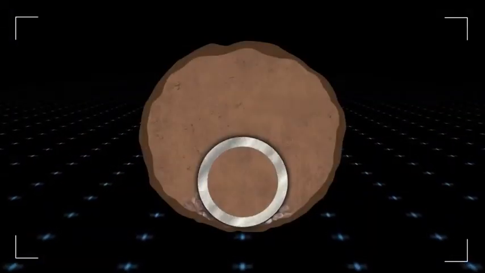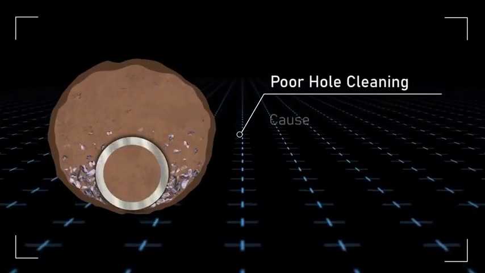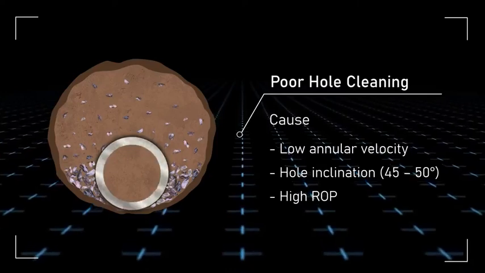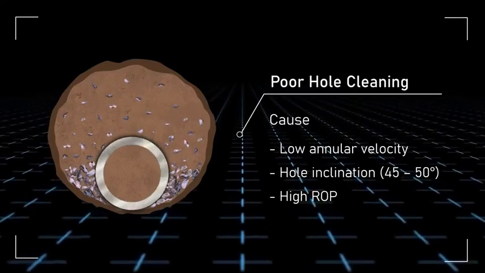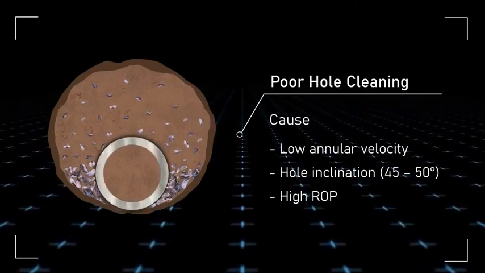When the volume of cuttings generated while drilling exceeds the volume of cuttings transported out of the hole, a buildup of cuttings, known as cuttings beds, occurs. Low annular velocity, highly deviated or horizontal wellbores, and a high rate of penetration are some known causes of cuttings buildup.